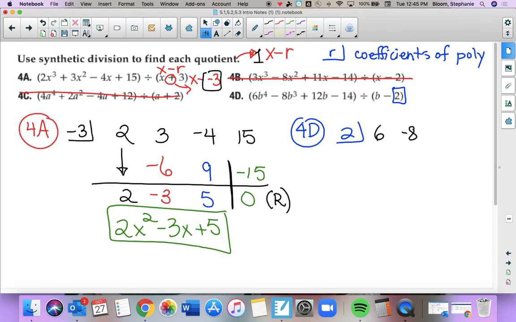In standard form, so look up here. I have a b to the 4th. I have a b cubed. What would come next in standard form? After b cubed, what always comes next? B squared. Do I have one? So what's the coefficient? 0. You have to plug that in. If you forget that, you're going to get the entire thing wrong. Then I would plug in a 12, and then after the b is a constant, which is negative 14. Draw your line, bring your first coefficient down, and I'm going to draw my bar here.